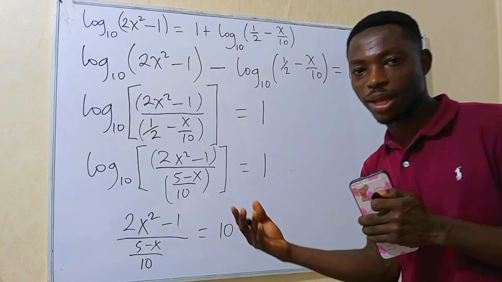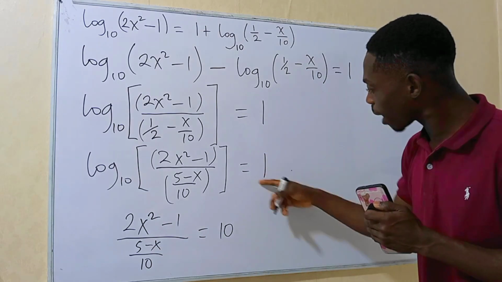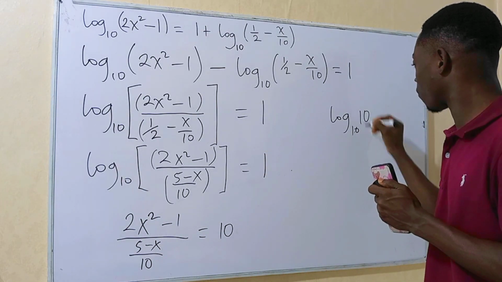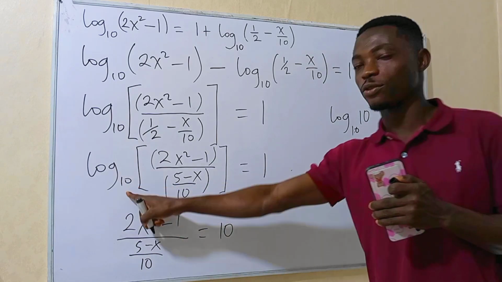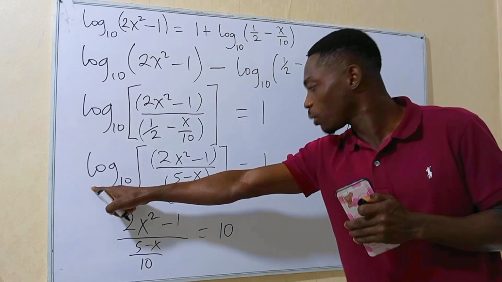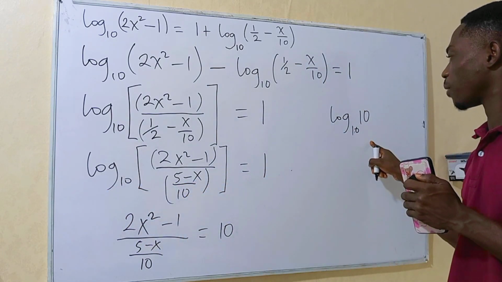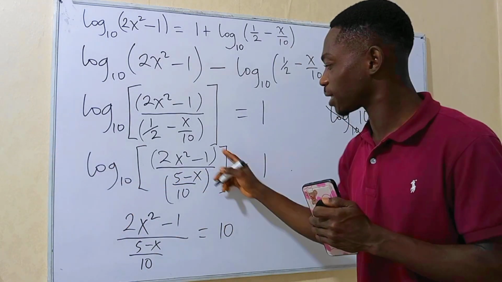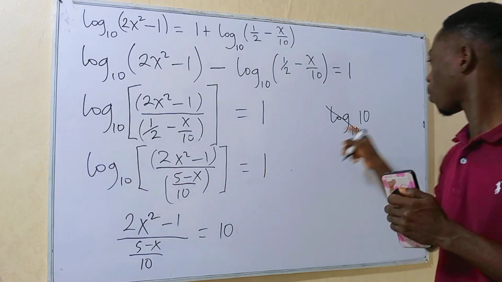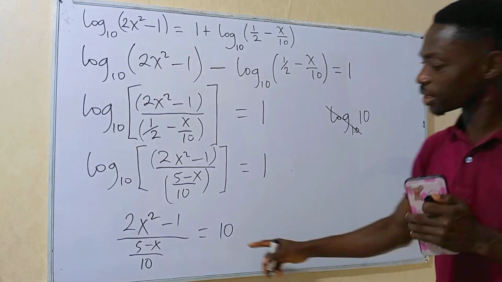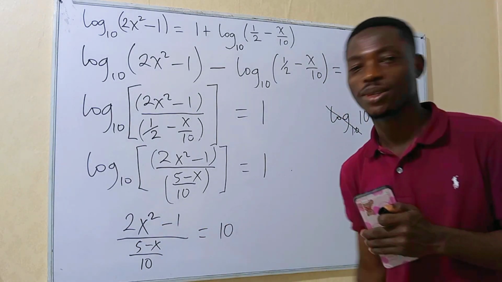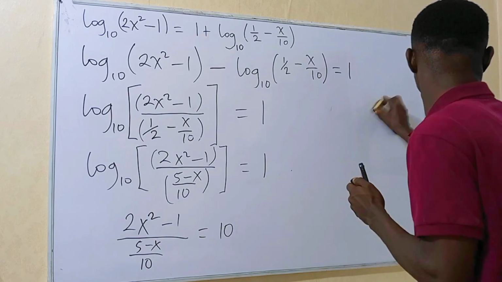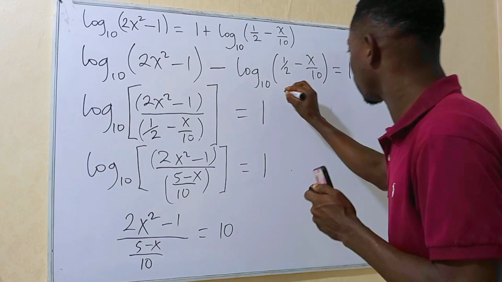By the way, the second method is this way. We can rewrite this one as log base 10 of 10. Why base 10? Because we have base 10 here. And if we equate the whole of this to what we have here, we see that this and this one will go, and we'll be left with the whole of this equal to 10. And we'll still be getting the exact same thing here. Pretty interesting. Let me get rid of this one and then proceed quickly.